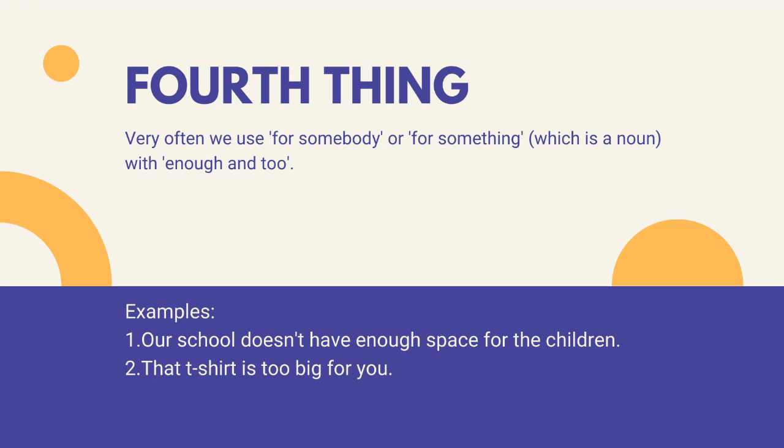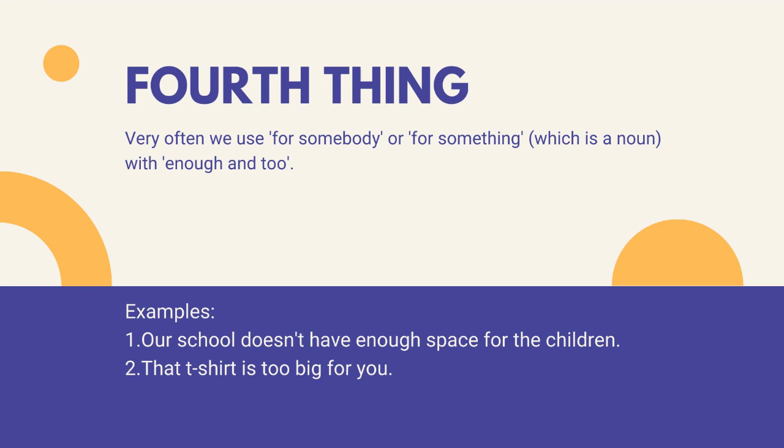Second example, we're using to. That t-shirt is too big for you. Who does the problem affect? It affects you. That t-shirt is too big for you. So when using for it can be omitted, it's not necessary, but it makes the meaning much clearer.